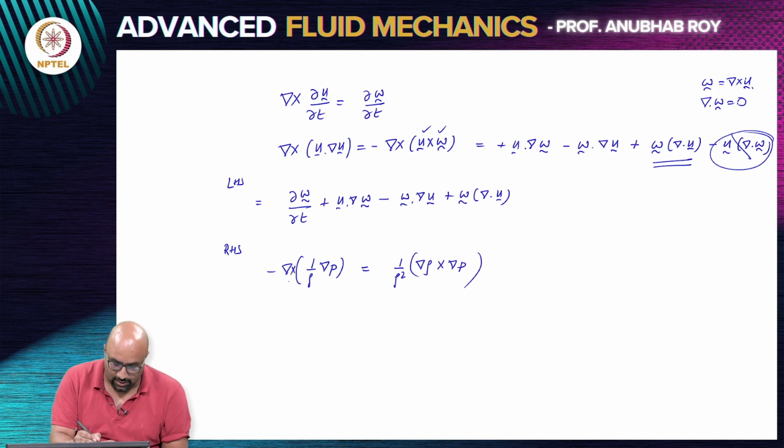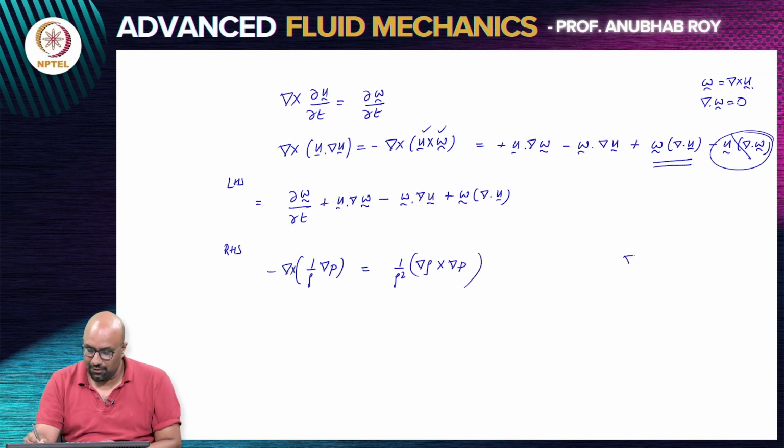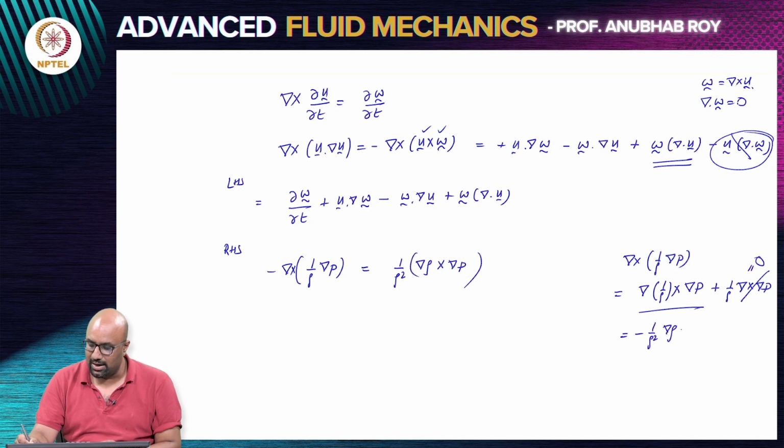Sorry, this is the curl here. So, curl of 1 by rho gradient p would have a term that is the gradient of 1 by rho cross product with gradient of p, plus 1 by rho curl of gradient p. This term is 0, this term survives. So, this term is going to be minus 1 by rho square gradient rho cross product with gradient p.